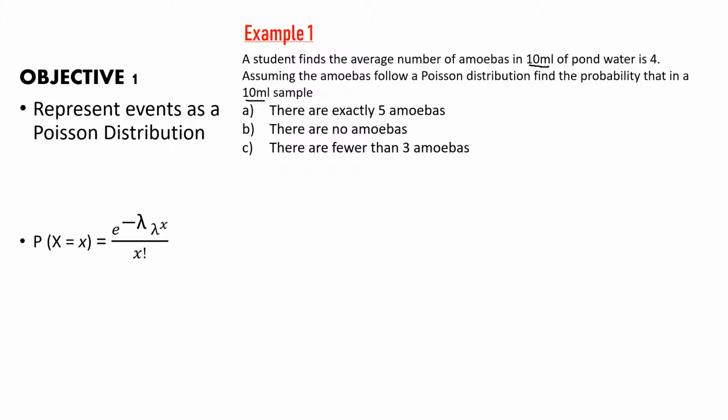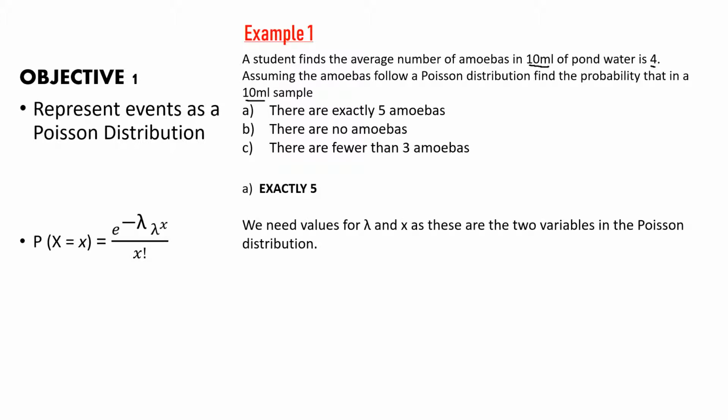You'll notice that all of the questions relate to the 10 mils of pond water, so that's not going to change throughout this question, but you will see examples where this does change a little bit. The second part is that the average number of those is 4. So we have the two things that we need: one is a time frame, and two is the average. If I'm going to work out the probability that there's exactly 5, we need values for lambda and x, as these are the two variables in the Poisson distribution, the two things that we're going to change.